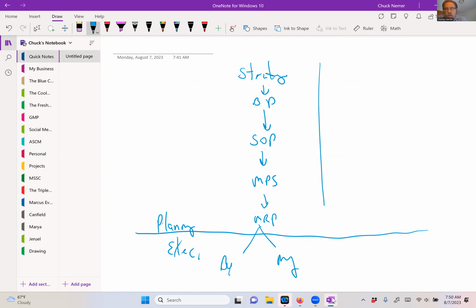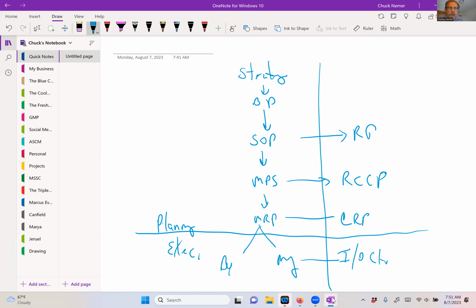And then we could put a vertical line down, and across S&OP, we had resource planning. MPS was rough cut capacity planning. MRP had CRP. And then out of manufacturing, input, output, control. So we talked about everything above being planning, everything below being execution. Everything to the right of the vertical line is about capacity. Everything to the left is about priorities.